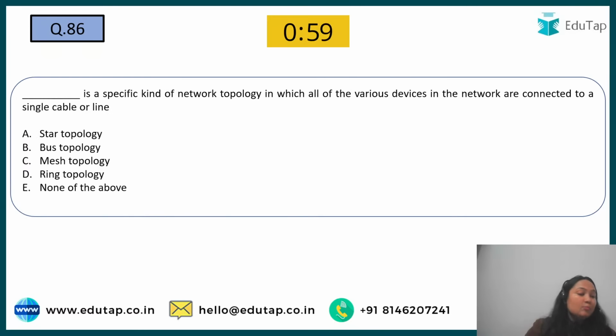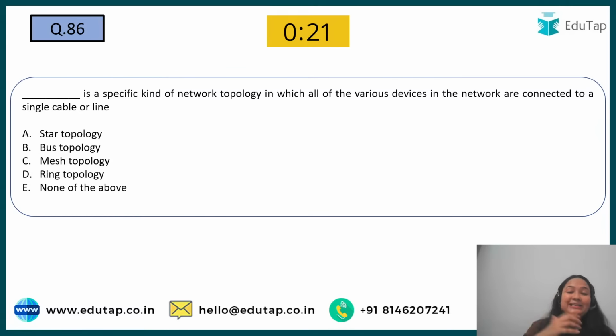Alright. Now moving toward the next question. Dash is a specific kind of network topology in which all of the devices in the network are connected to a single cable or line. This one I discussed at the very first. This was the first network topology that I discussed. Is it star topology? Is it bus topology? Is it mesh topology? Is it ring topology? Is it none of the above? In between, there is certain information that I can give you. The single cable and wire that we are talking about is usually the coaxial wire or the twisted wire.